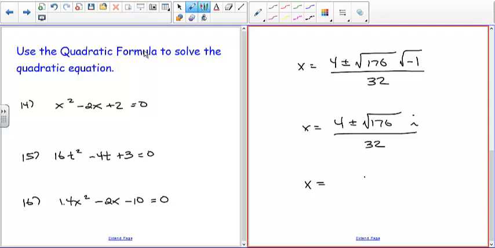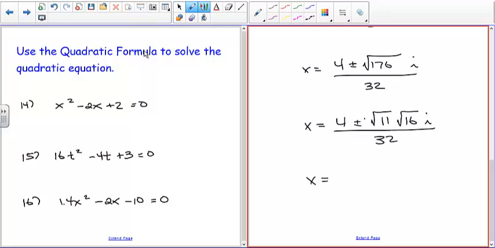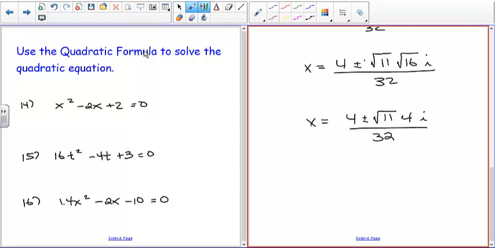176 divided by 16 is 11. Okay, so you get plus or minus the square root of 11 times the square root of 16 times i divided by 32, but the square root of 16 is 4, so you get 4 plus or minus the square root of 11 times 4 times i divided by 32. And you can see I can divide every term by 4, so I'll have 1 plus or minus the square root of 11 i divided by 8. So that's the simplified version.